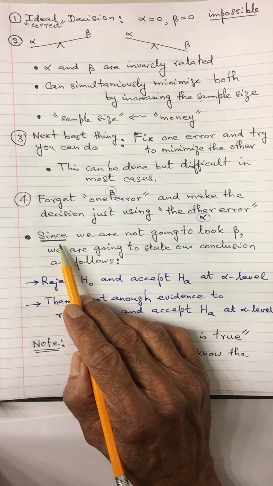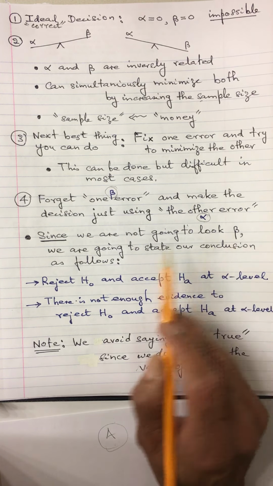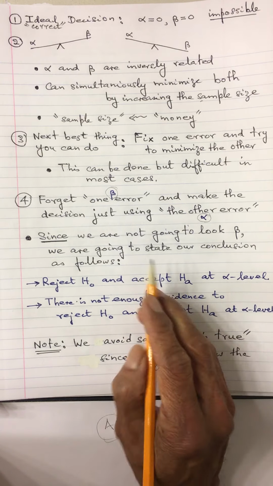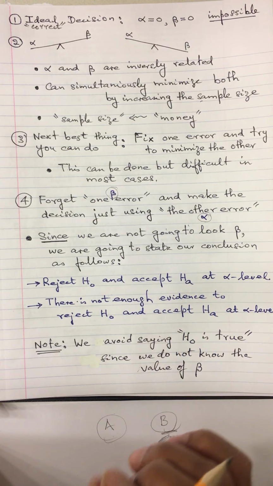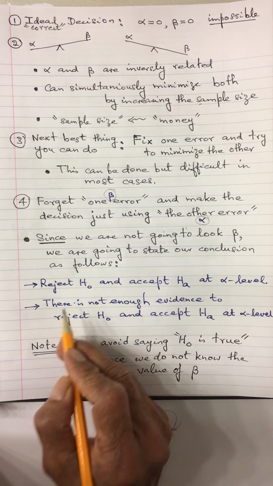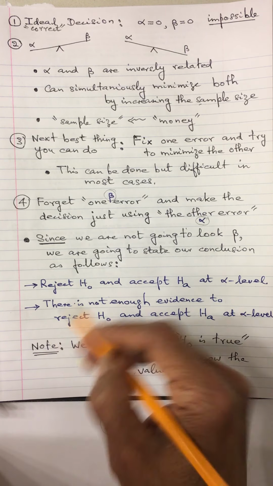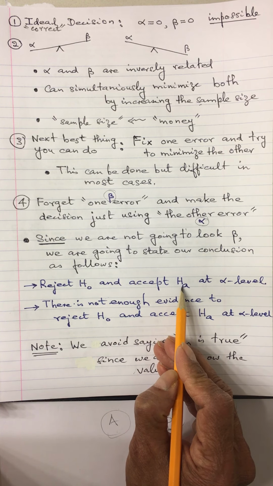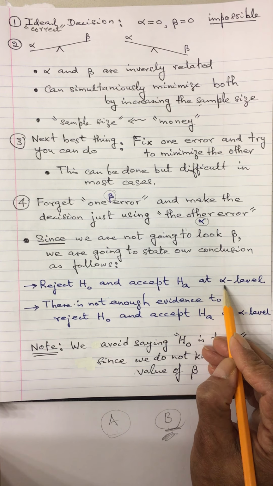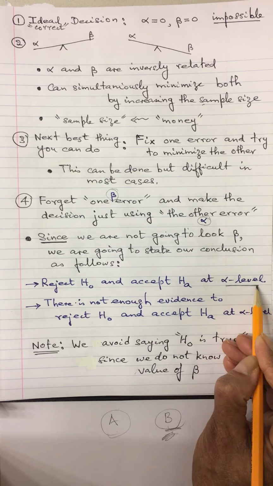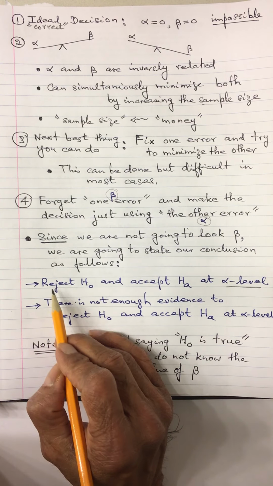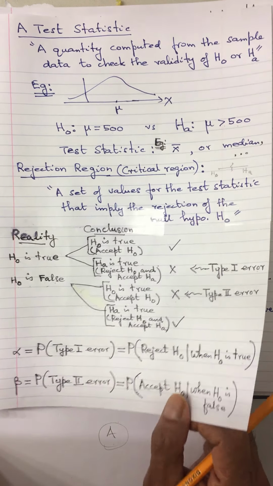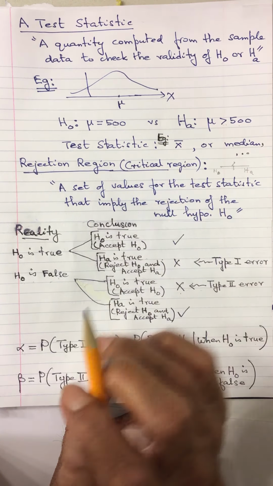Since we are not going to look at beta, we are going to state our conclusion in a different way. We are going to say: based on the sample evidence, reject H naught and accept HA at alpha level. Later I will discuss this. At alpha level. So that's one way we make the conclusion. In other words, reject this and accept that at alpha level.